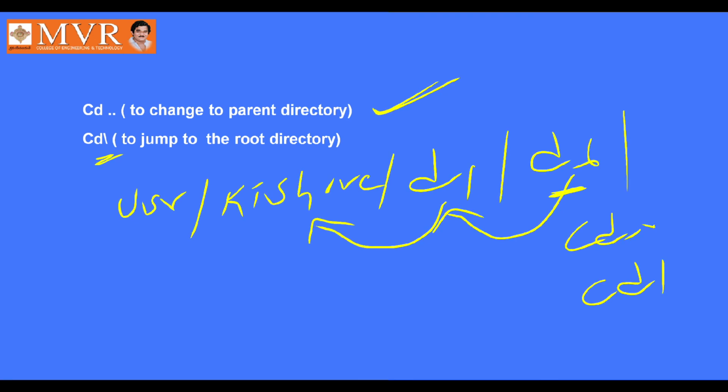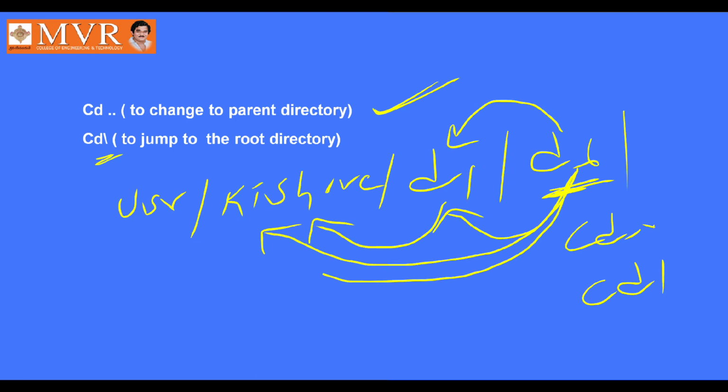Whenever you are in the d6 directory, if you type cd slash, it takes you directly to your home directory. So that is the difference. cd double dot takes one step back, but cd slash takes you completely to your home directory Kishore. Even if you create another directory d7 under d6, see the hierarchy.